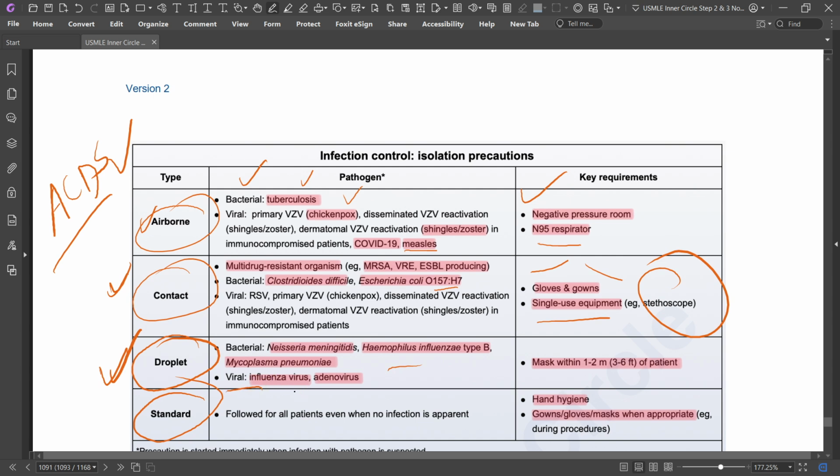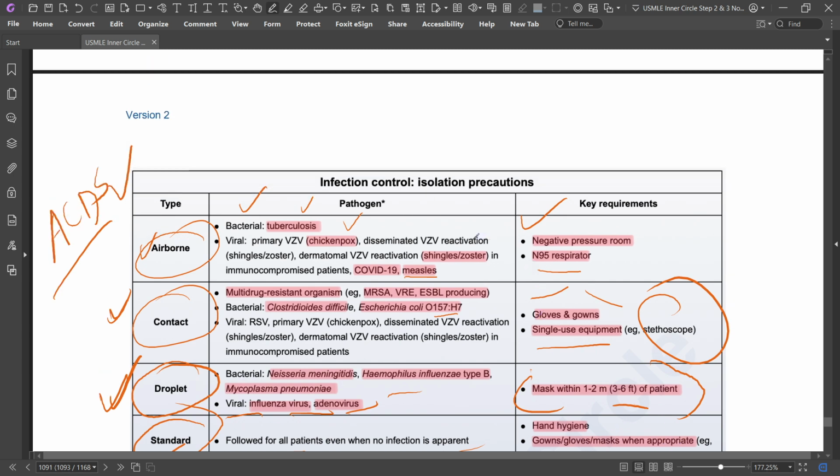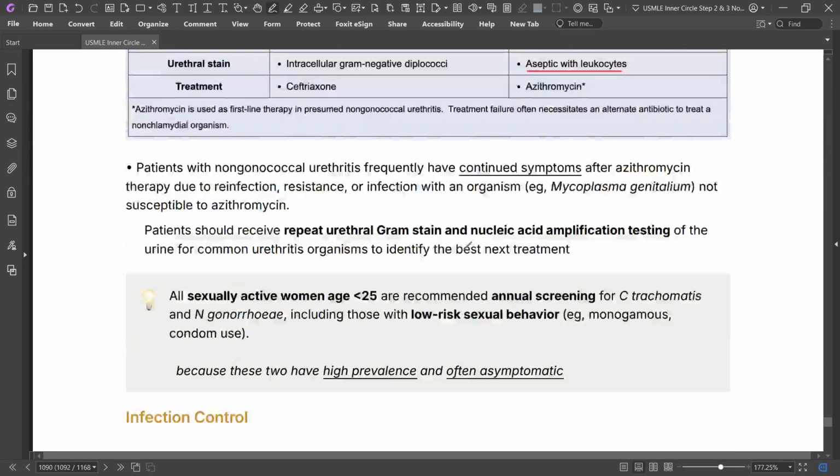Droplet precautions are for Neisseria meningitidis, Haemophilus influenzae, Mycoplasma pneumoniae, and viruses such as influenza and adenovirus. Use a mask within 1 to 2 meters, or 3 to 6 feet, of the patient. And standard precautions are followed for all patients even when no infection is apparent, like hand hygiene, gloves, gown, and mask when appropriate. Okay, next.